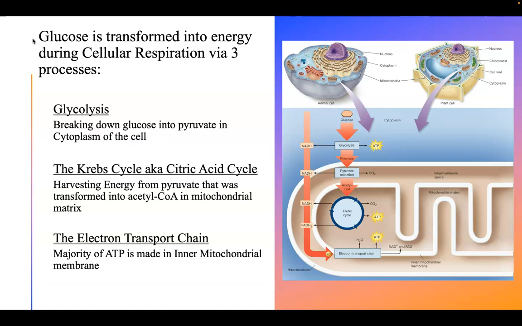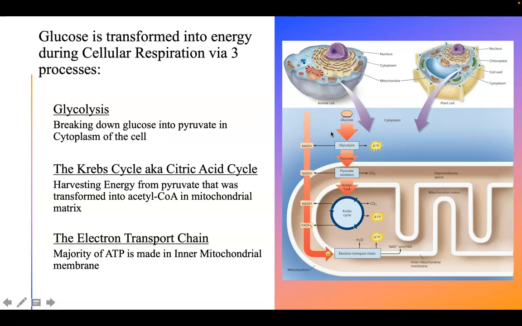Glucose is transformed into energy during cellular respiration through 3 different processes. We talk about them as if they're happening in chronological order, but really they're just a continuous cycle that are constantly feeding into each other. But for the sake of understanding, our first part of our cellular respiration process is glycolysis. This is where we are breaking down our glucose molecule into pyruvate in the cytoplasm of the cell. So glycolysis is happening here. We are within the cell in the cytoplasm.